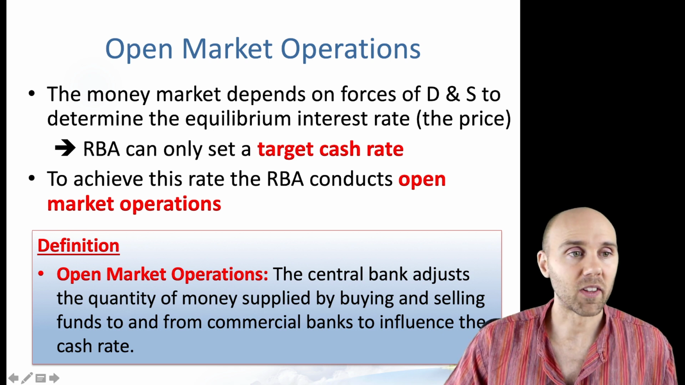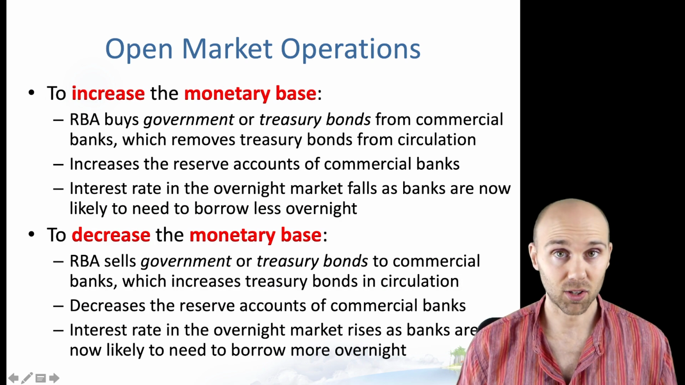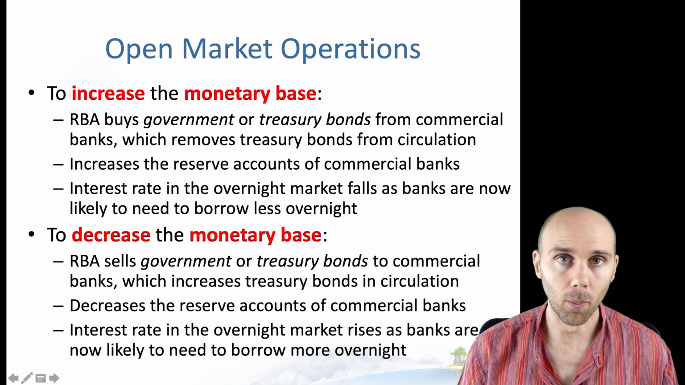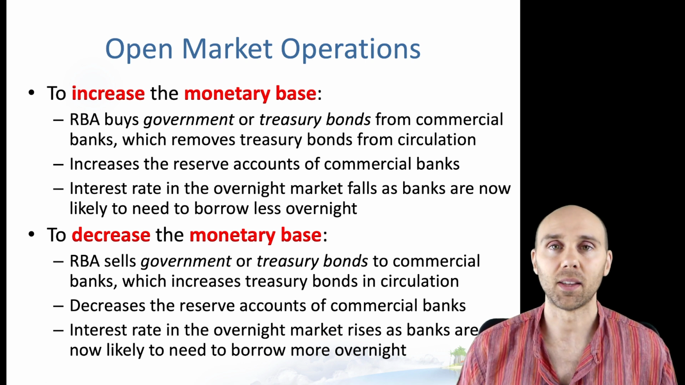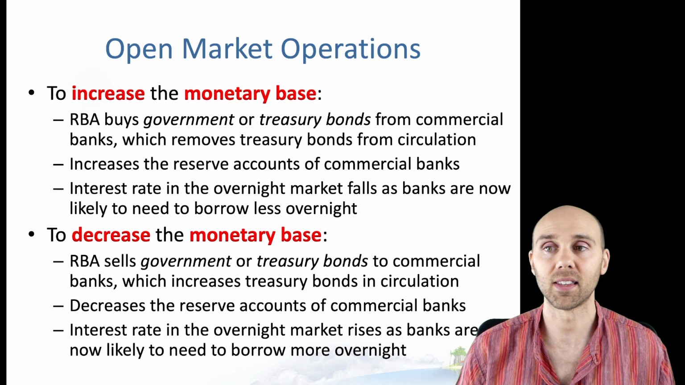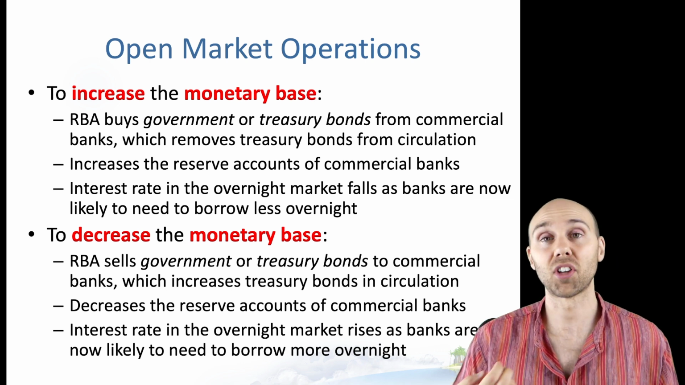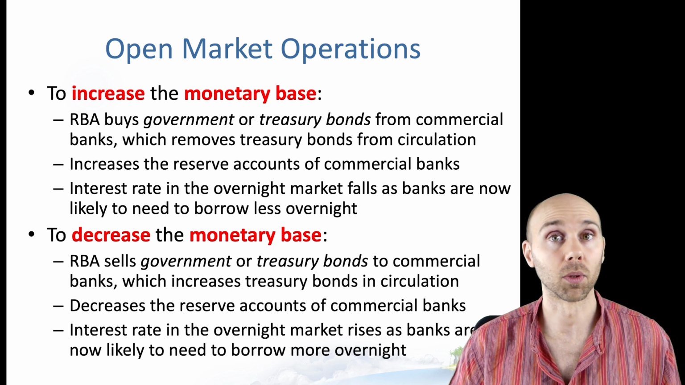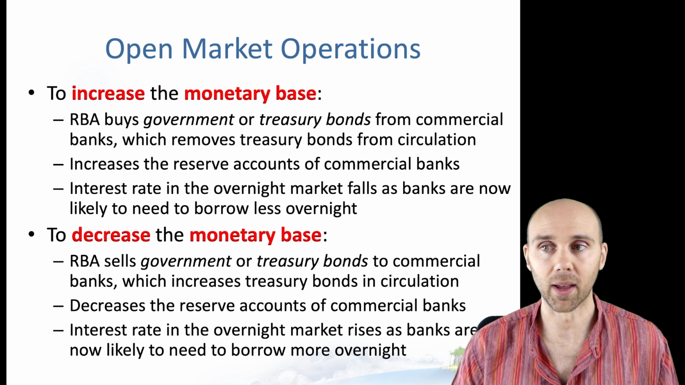So what do we mean by this specifically? Well, if the RBA wants to increase the monetary base, pump more money into the base, what it does is it buys government or treasury bonds or securities from commercial banks. And when it buys these bonds, it removes these treasury bonds from circulation and exchanges them for money. So it puts more money out there into circulation through the monetary base.